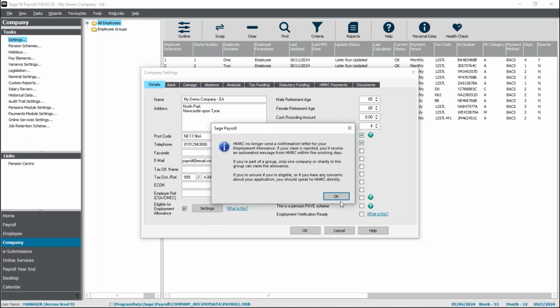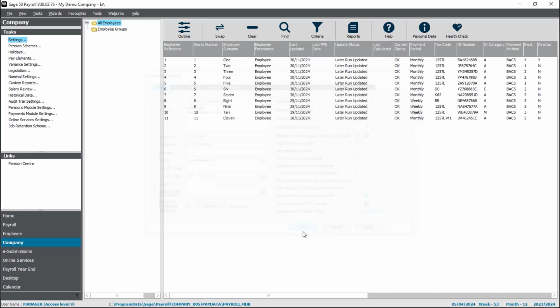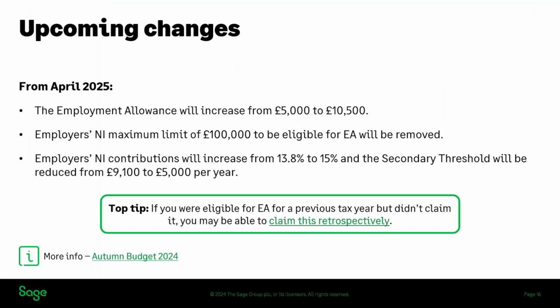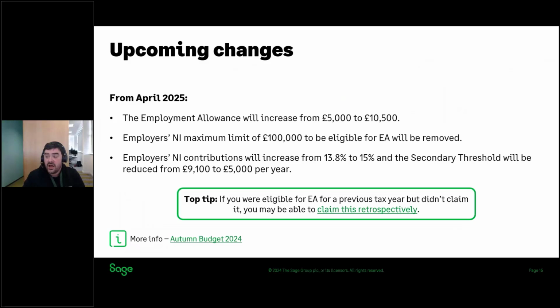Tick the box that I'm eligible and click OK. And by sending that EPS, HMRC will know that you're claiming for that previous year, and they can then either offset the amount that you should have claimed in that year against other PAYE liabilities that you might have, or probably more likely, they will pay you a refund of that employment allowance. So definitely worth checking that out. And if you need more guidance on claiming it retrospectively, you can always speak to HMRC's employer helpline.